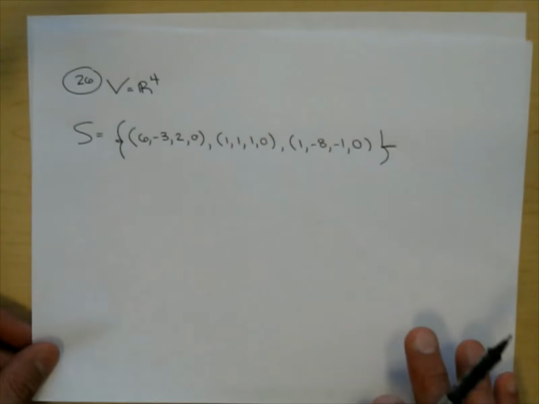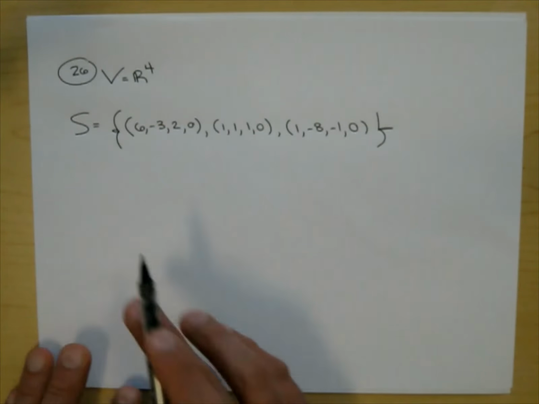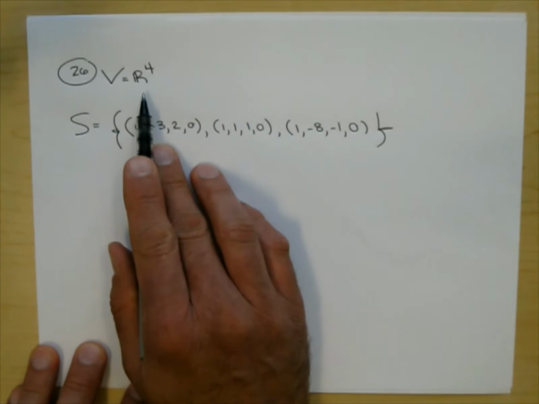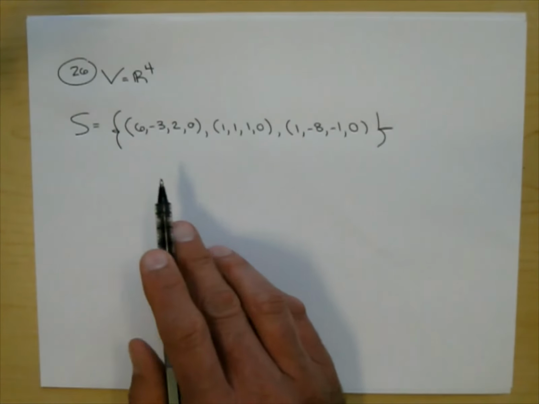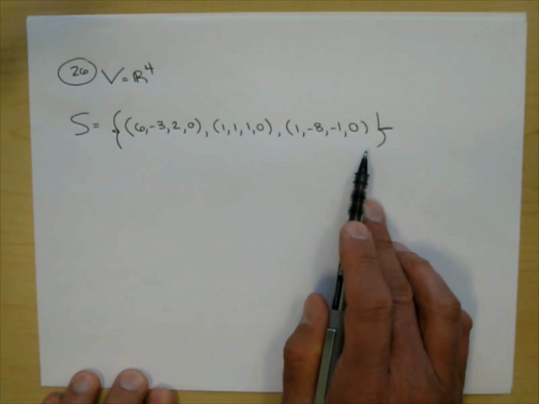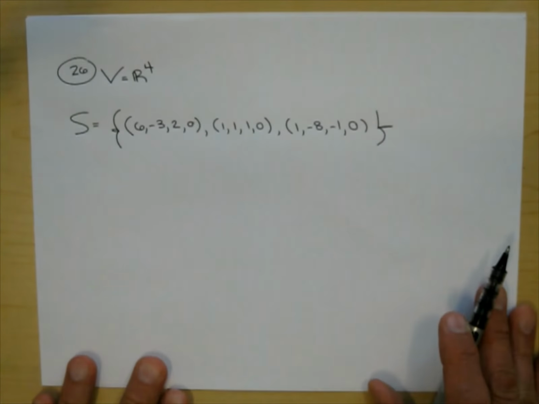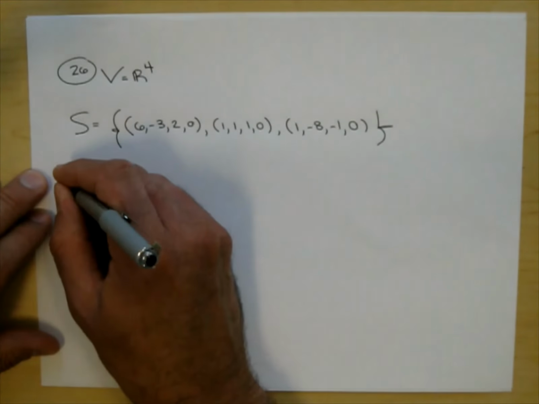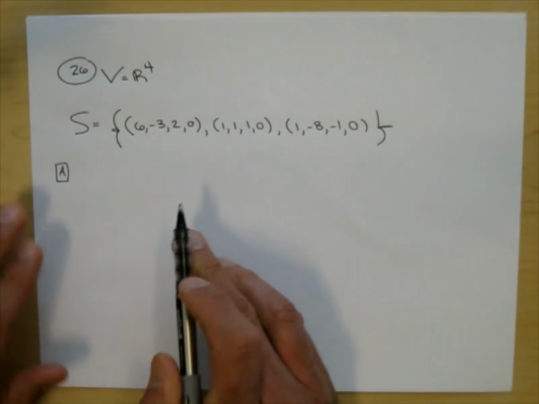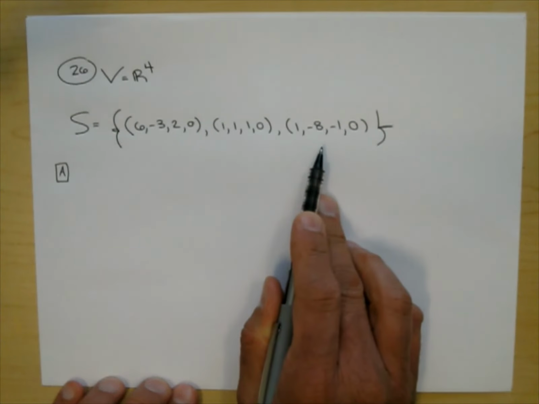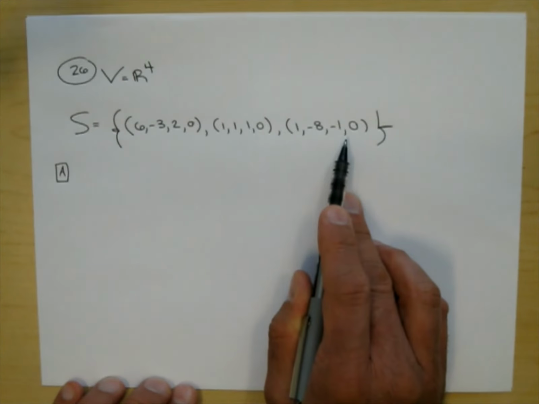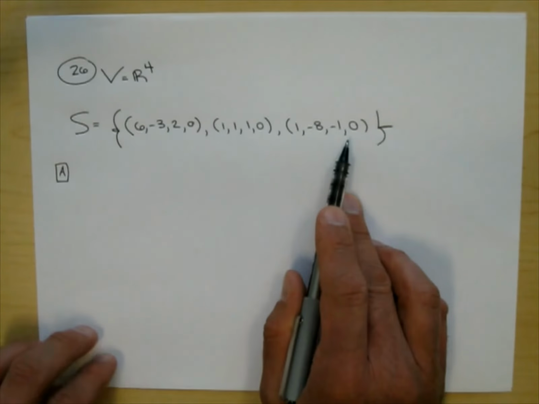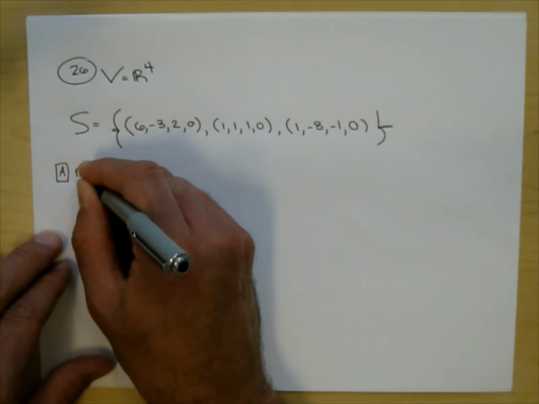It would not work on problem number 26, and so the question is, does S span R4? Okay, so that's part A. Right away, we already know what the answer to part A is going to be. So let's put an A right here. That's part A. In order to span R4, you need at least 4 vectors, and I only have 3 vectors. So the answer to this, part A, is no.